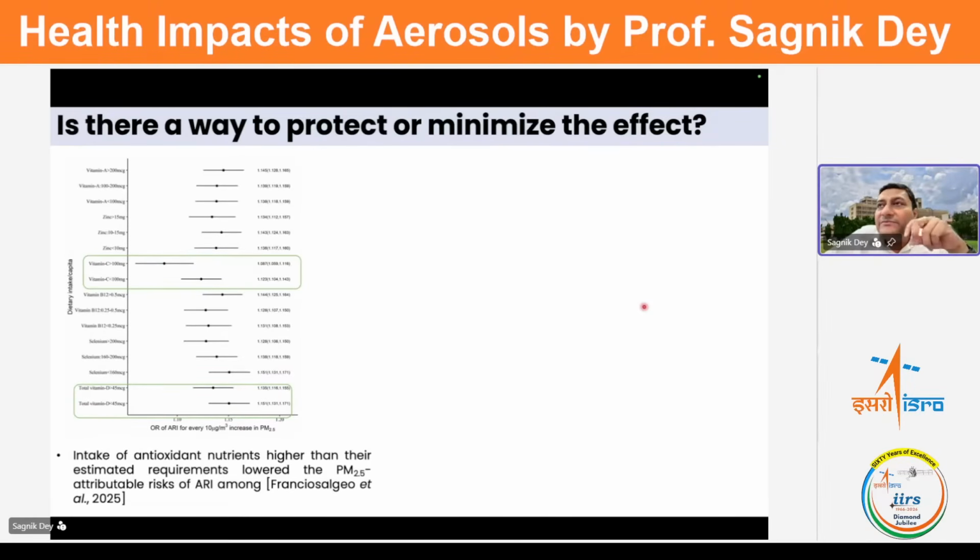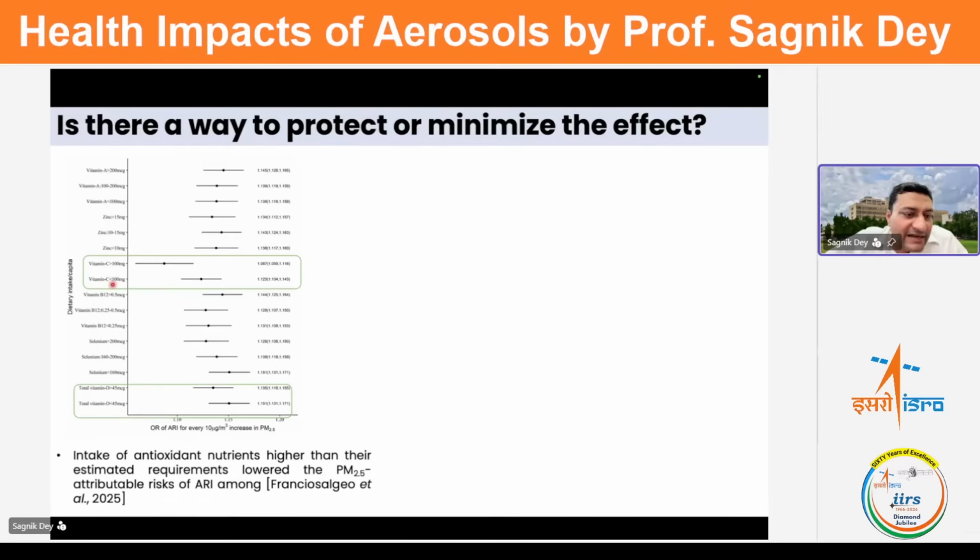This is one study where we looked into how air pollution impacts acute respiratory infections among children. I showed some of the results earlier. Here, because in the survey we know what kind of diet the children had, what kind of nutrients they are getting through the diet, in terms of protein, vitamins and other things, we looked in detail at the dietary intake of antioxidant nutrients.